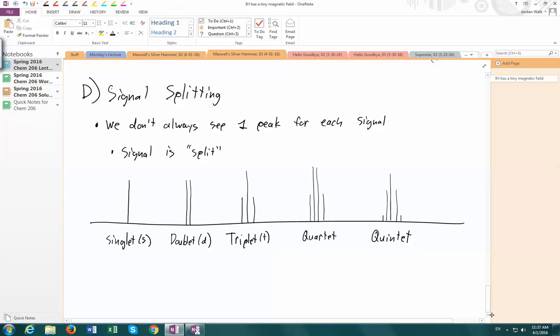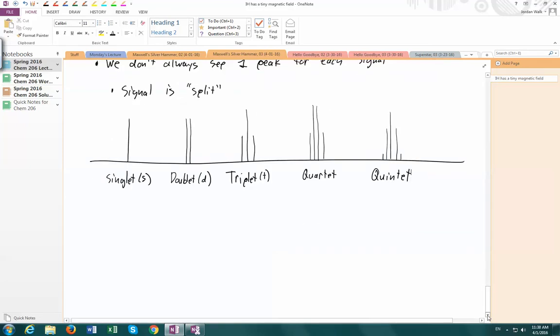All right, so we have multiple possibilities, and we call this signal splitting. You might see it referred to as multiplicity. Does anyone want to know why? Sure, okay. Why does this happen? All right, so let me tell you.